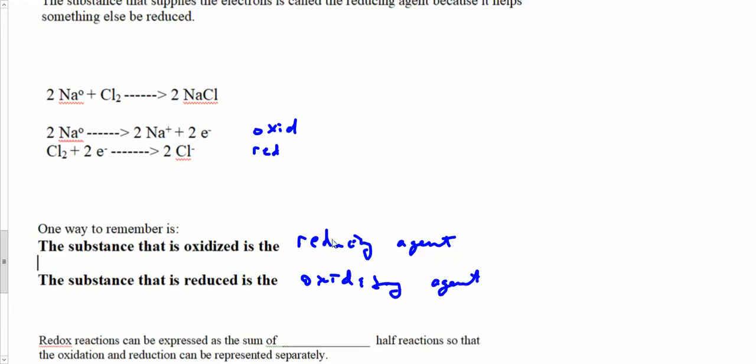This is not a big thing, but in the past I have asked, in a reaction like this, write me the two half reactions, which one's oxidation, which one's reduction, what's the reducing agent, what's the oxidizing agent. And so here in this example, the reducing agent is Na, and the oxidizing agent is Cl2.